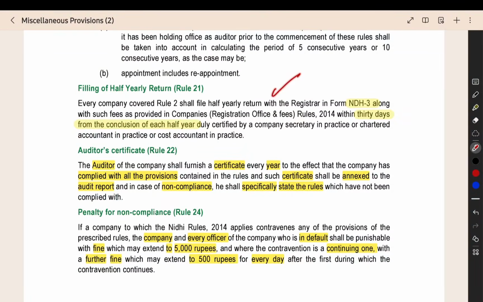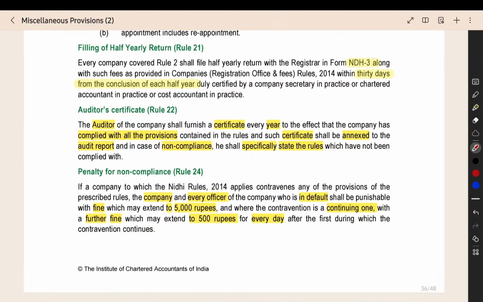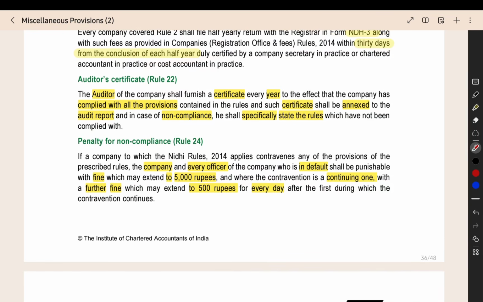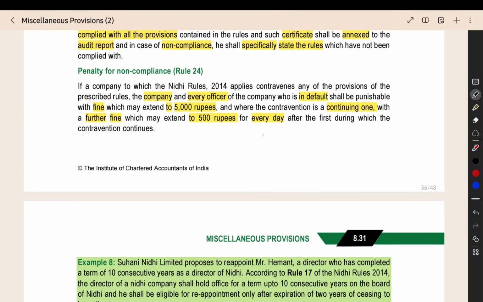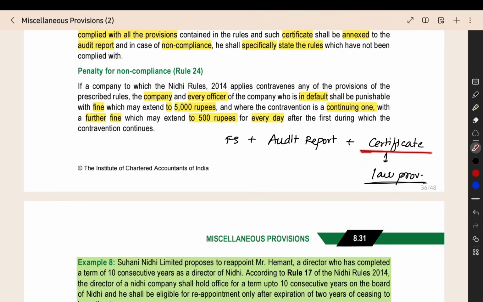Then, half yearly return. A Nidhi company should file a half yearly return within 30 days from the conclusion of the half year in this form. Auditor certificate. Every year they have to prepare the audit report and all. In that, they have to annex one more certificate. Financial statement will be there, audit report will be there. They have to prepare another document, which is the auditor certificate. What certificate? That the Nidhi company properly followed all the legal provisions applicable to the Nidhi company. Like that, you have to get a certificate from an auditor.